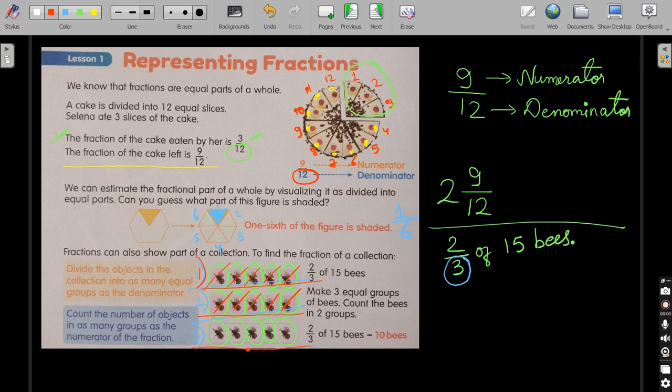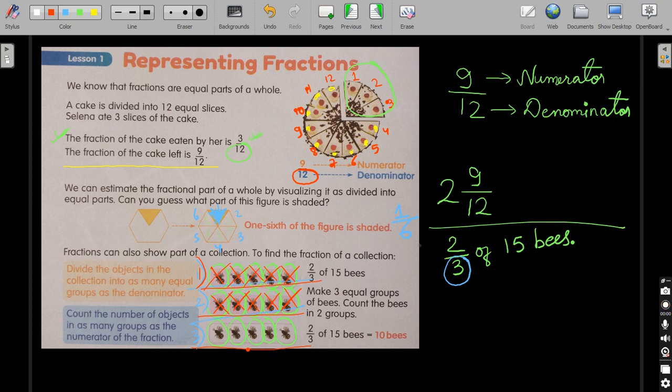Now dear students, I think by figure it is becoming a little difficult to understand. Correct, students? Already we have done. Now they wanted to find out how many bees we have removed. So you can count it. Let me count here. 1, 2, 3, 4, 5, 6, 7, 8, 9, 10. 10 bees are there. That is the 2 by 3rd of 15 bees.